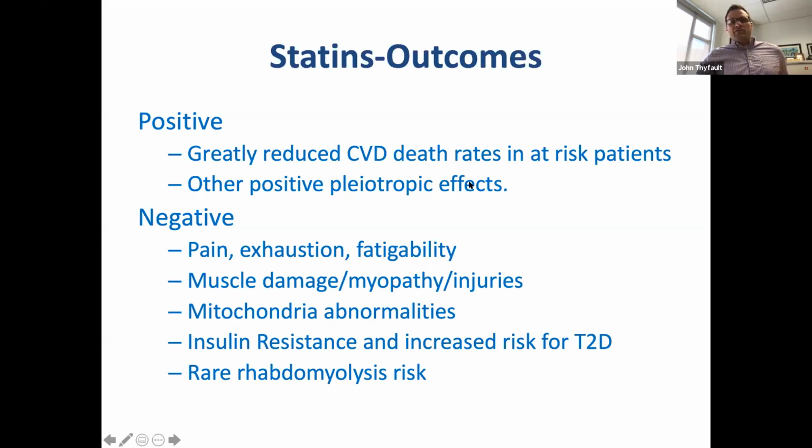But then they have a number of negative effects that have, over the last 10 years, been more closely monitored in the literature. Some people experience pain, exhaustion, fatigability. There's evidence of some muscle damage, myopathies, and injuries. There's evidence of mitochondrial abnormalities. And then I already talked about insulin resistance and risk for type 2 diabetes. And in rare cases, very rare cases, there's risk for rhabdomyolysis.